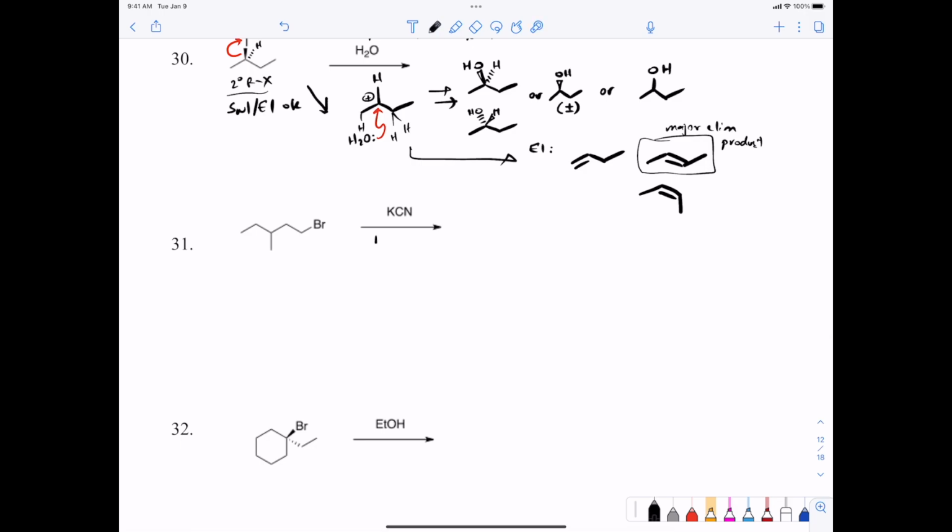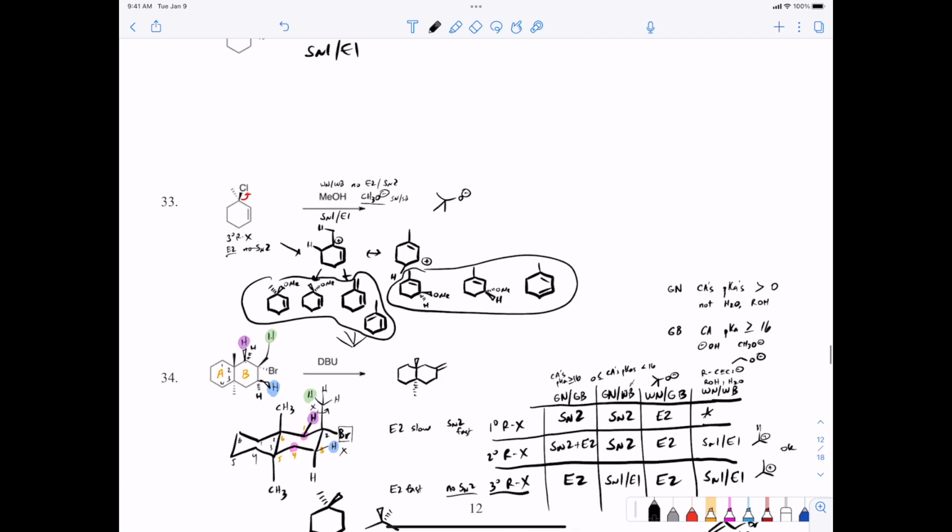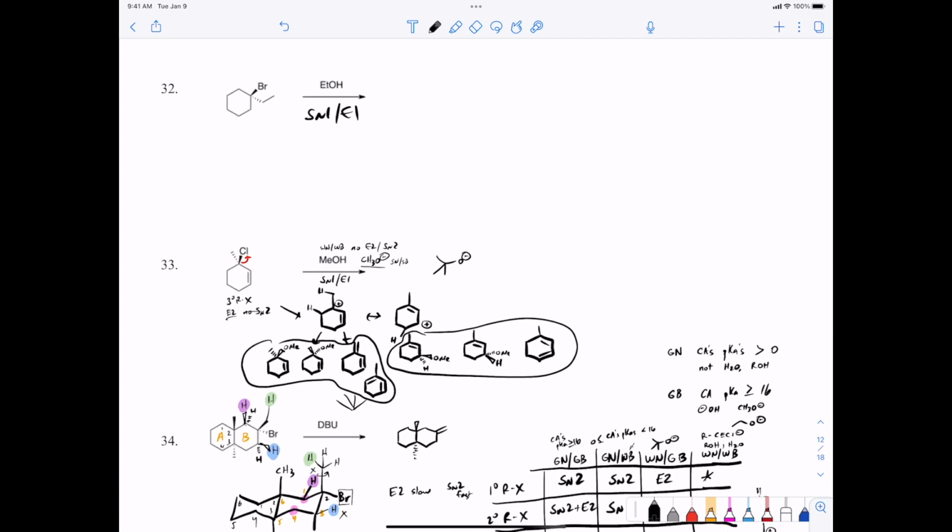Number 31 is easy. Potassium is a counterion. CN minus is a good nucleophile. Just tell me quickly what the product should be. SN2, right? CN replaces Br. Boom, right? Primary alkyl halide, you don't have to worry about E2 if you've got a good nucleophile. Number 32 is another example of a reaction that would be SN1/E1. Number 33 is a fun one, which we maybe should talk about briefly.